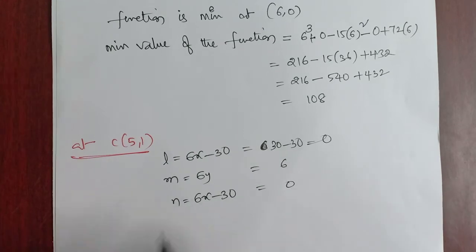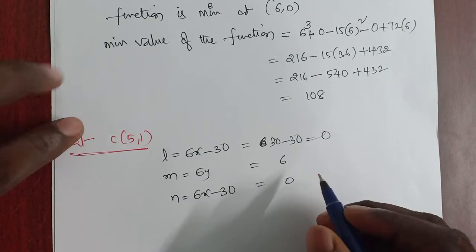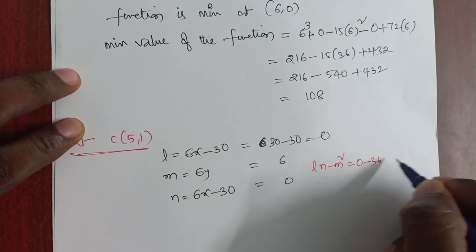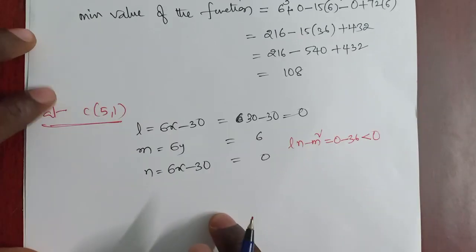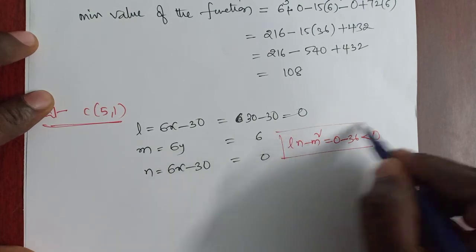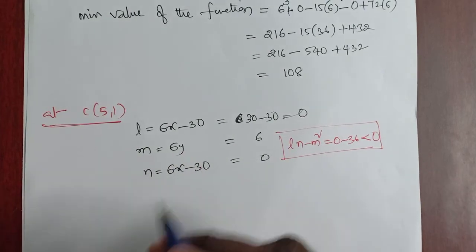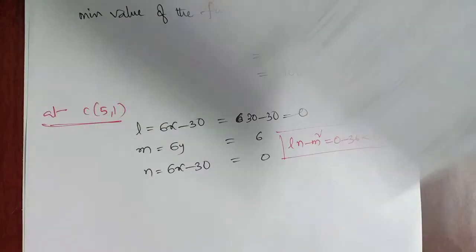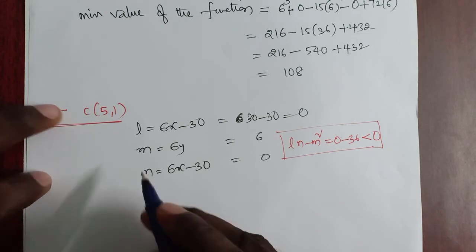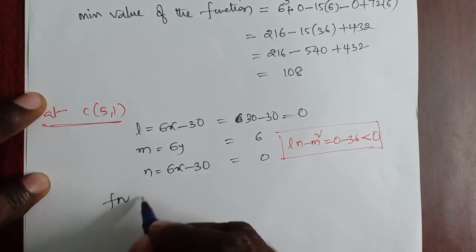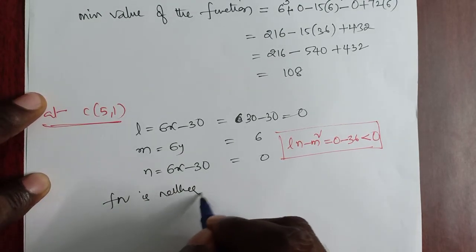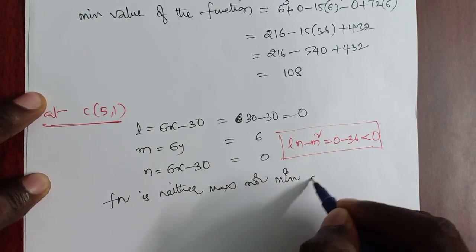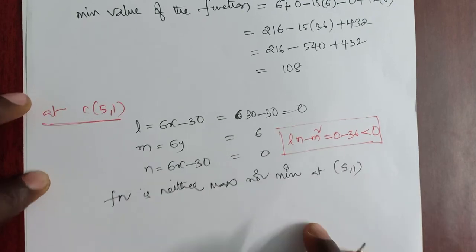Then what about Ln minus m square? So 0 minus 36, which is less than 0. Clearly, if Ln minus m square is less than 0, so what is the final answer? Ln minus m square is less than 0. It is neither maximum nor minimum. So that function has neither maximum nor minimum at 5 comma 1.